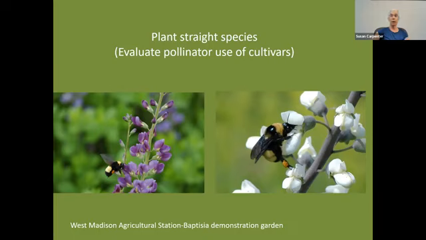This example is from the West Madison Agricultural Station on the west side of Madison, and they have a Baptisia demonstration garden. So this is the native white wild indigo there at the right, but they have all different color varieties and types there at that garden. So you can take pictures and observe them. This is a case of the black and gold bumblebee using both of these. And you can see both of those bees are collecting pollen on the leg of the bee.